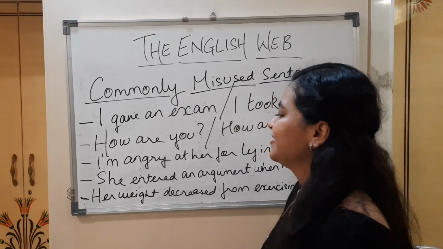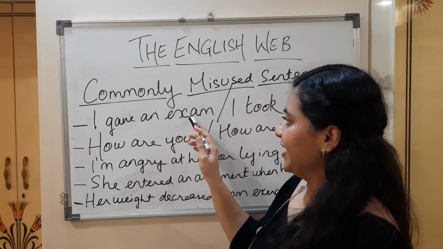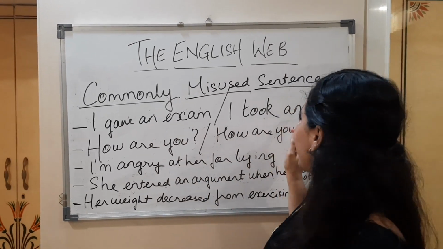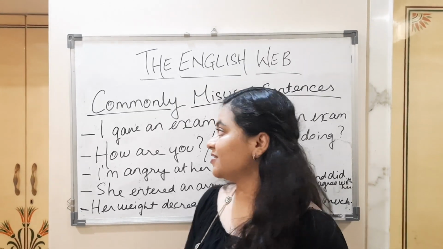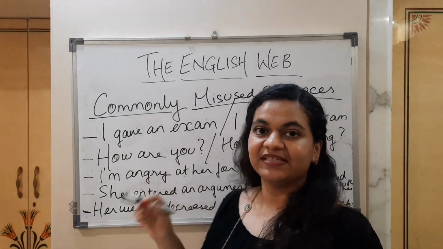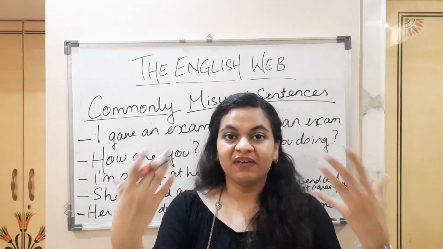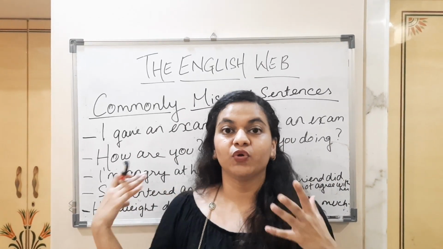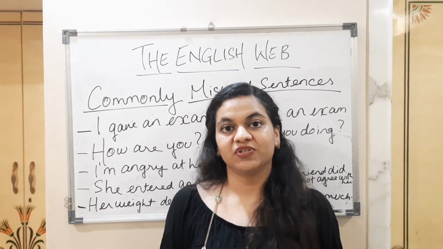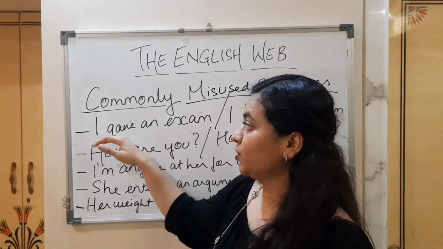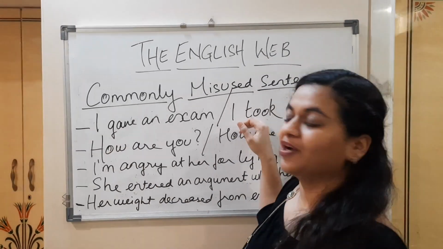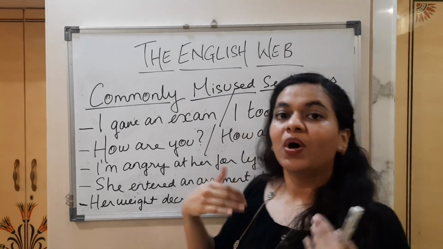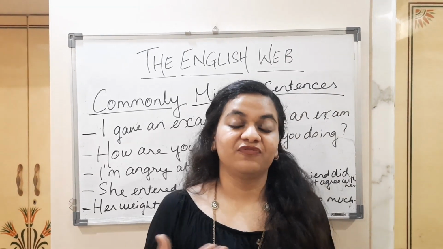The first sentence is I gave an exam versus I took an exam. Now, there is a big difference between these two sentences. The meaning of the first sentence is to give an exam to students. So if you are a teacher, you are giving an exam to a student or students. So that is when you use the word gave. On the contrary, you use took when you have sat for an exam.